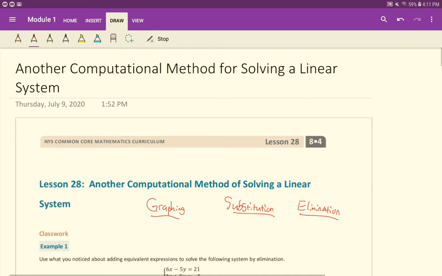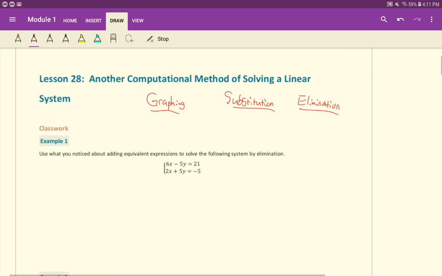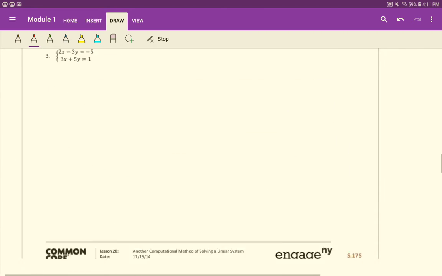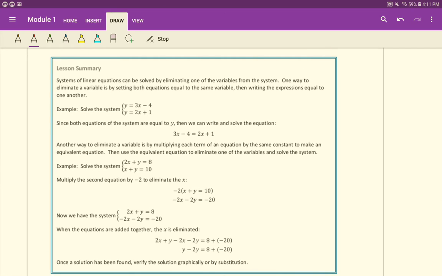Again, you should have your student copy of the lesson here, where we're going to be filling in some of the examples, okay? But first, we're going to scroll down to the bottom where we talk about the lesson summary. Systems of linear equations can be solved by eliminating, there's that idea that I just talked about, one of the variables from the system. One way to eliminate a variable is by setting both equations equal to the same variable and then writing the equations equal to each other. So that's substitution, right? We can set them equal to each other, solve for x, and then plug back in and solve for y.